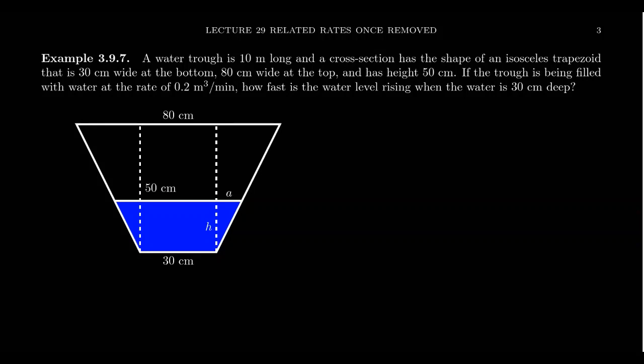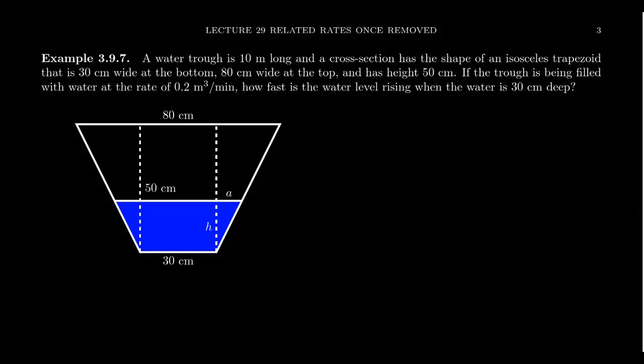A water trough is 10 meters long and a cross section has the shape of an isosceles trapezoid that is 30 centimeters wide at the bottom, 80 centimeters wide at the top, and has a height of 50 centimeters. If the trough is being filled with water at a rate of 0.2 cubic meters per minute, how fast is the water level rising when the water is 30 centimeters deep?